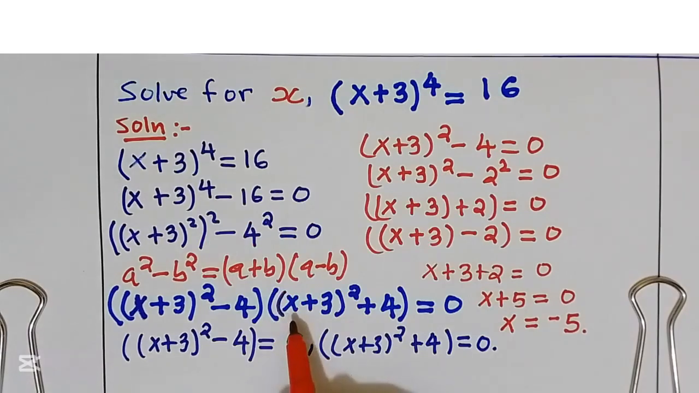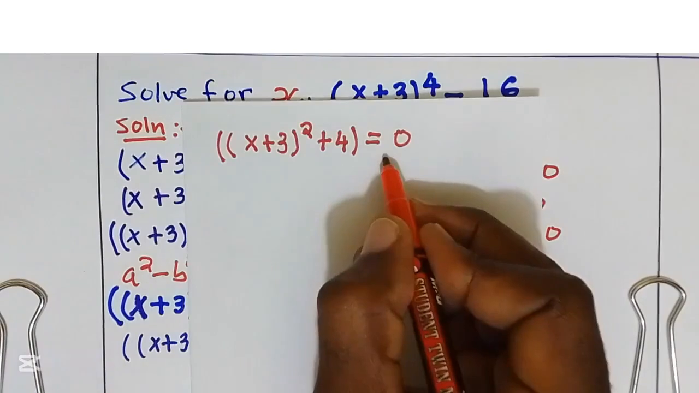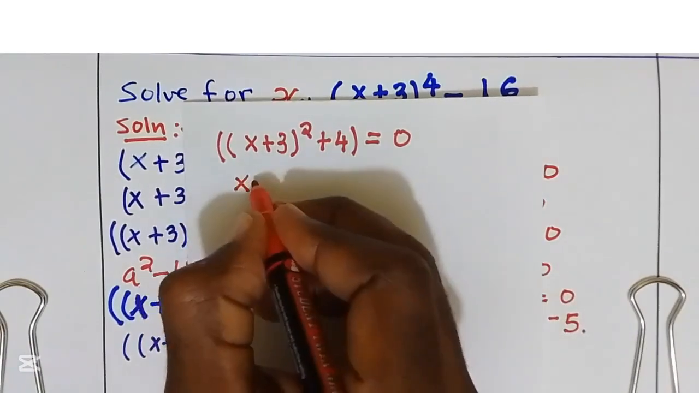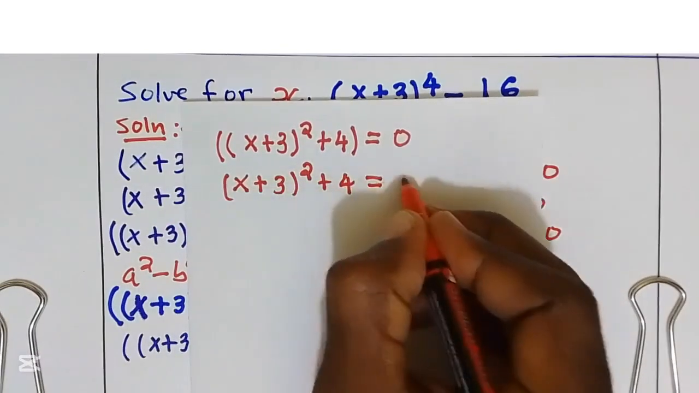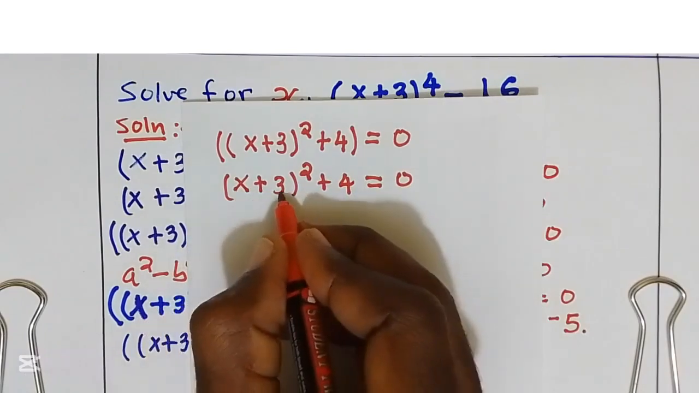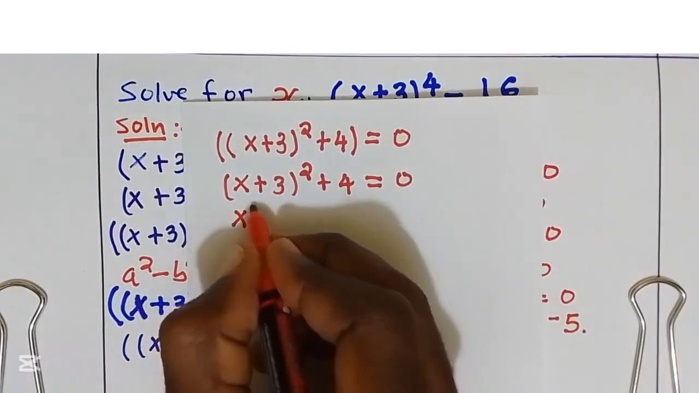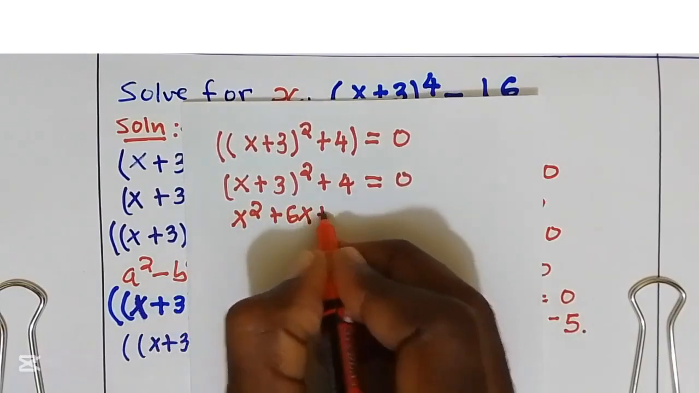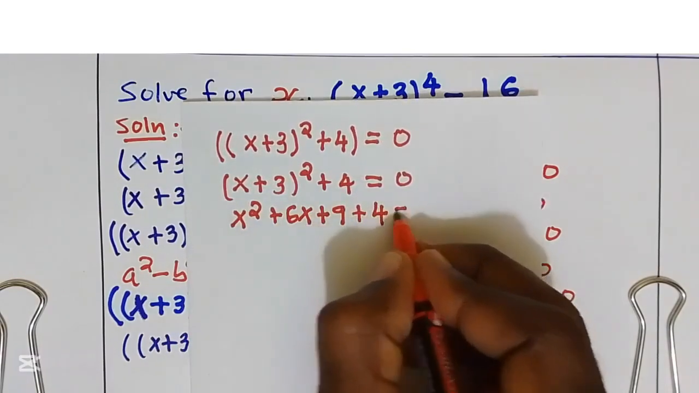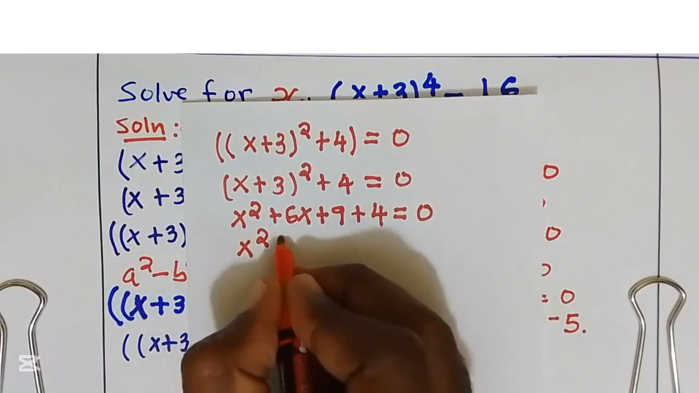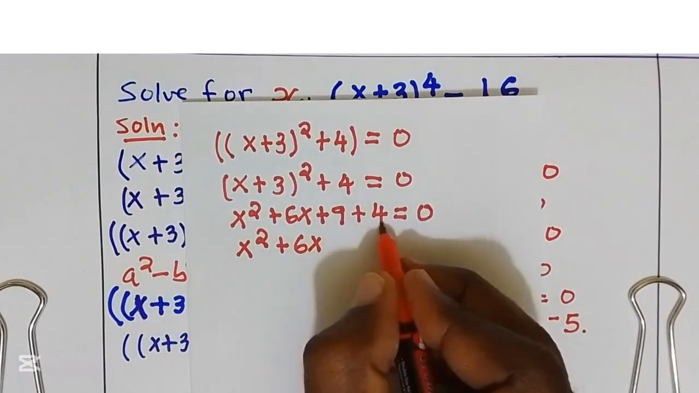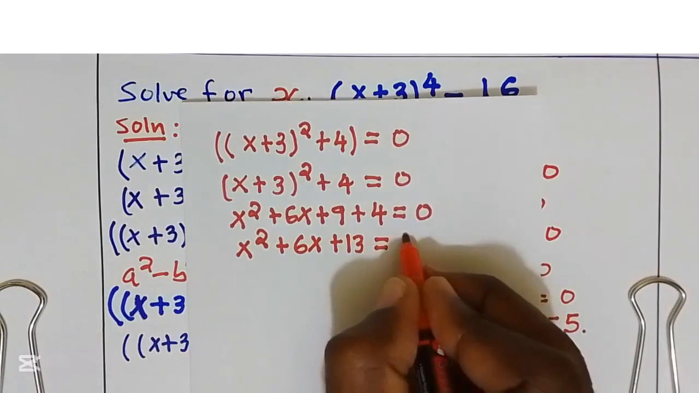Remember, we have another factor here that we didn't work on. That is (x + 3)^2 + 4 equal to 0. I'm going to open the bracket. That is (x + 3)^2 + 4 equal to 0. I'm going to expand (x + 3)^2. That is going to be x^2 + 6x + 9 + 4 equal to 0. That will give us x^2 + 6x + 13 equal to 0.